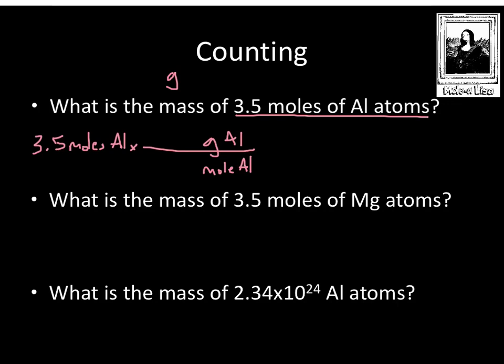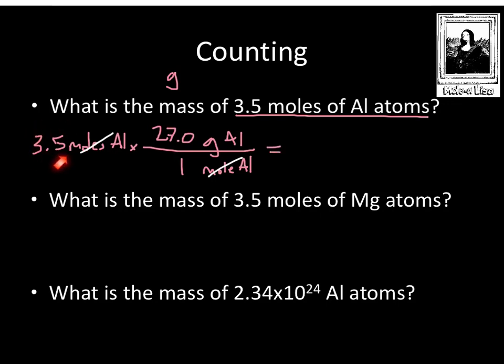So if we look at aluminum on our periodic table, we see that its molar mass is about 27.0. That means for every 27.0 grams of aluminum, you would have 1 mole. And so moles is going to cancel out moles. We're left with grams of aluminum, and we are ready to solve.